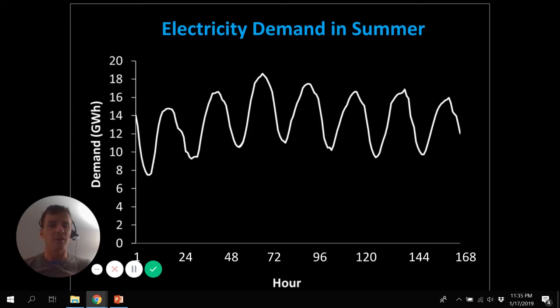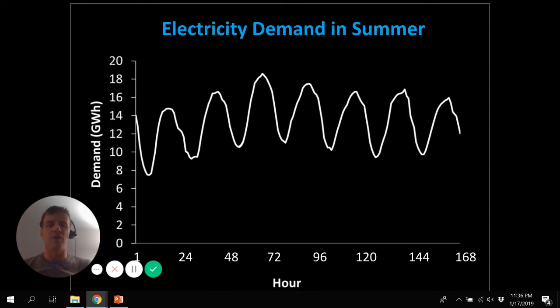So demand for electricity varies all the time. It varies on a seasonal basis. It varies on an hourly basis. And this figure in particular shows how electricity demand can fluctuate on an hourly basis in the summertime in a southeastern state, sort of like North Carolina.